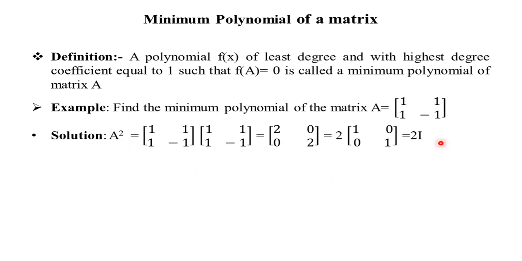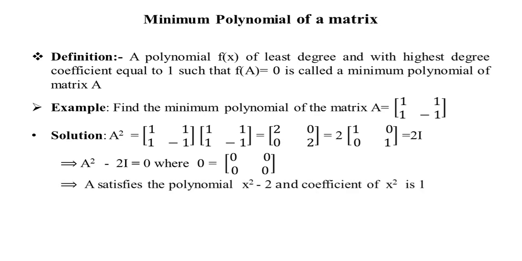Okay. Next we take this 2I to the left hand side to get A square minus 2I equal to 0, where 0 is the 0 matrix. Now if we put A equal to x and I equal to 1, we get the minimum polynomial. So see here, A satisfies the polynomial x square minus 2 and the coefficient of x square is 1. Therefore, f of x equal to x square minus 2 is the minimum polynomial of A.